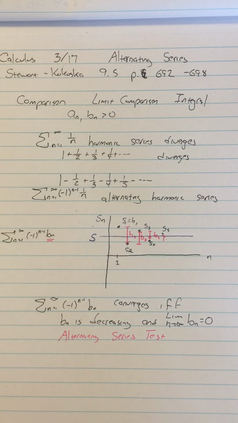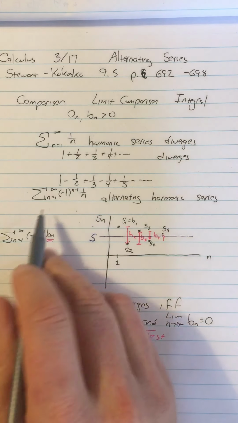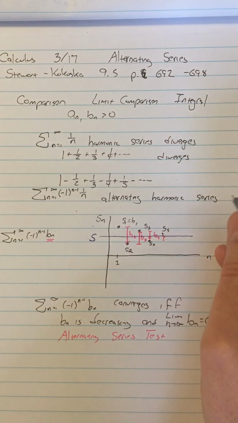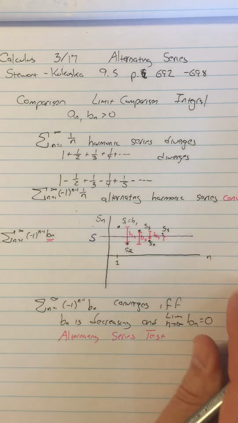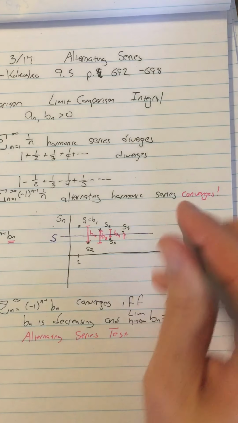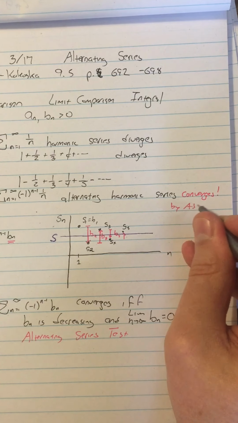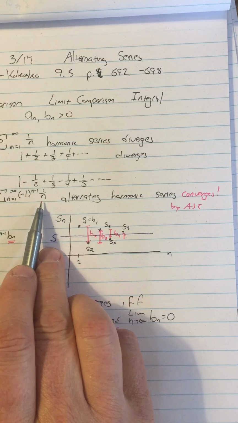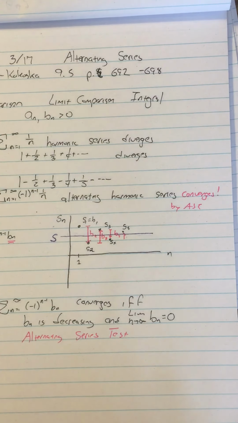So by the alternating series test, we now conclude that the alternating harmonic series converges, by AST, because 1 over n is decreasing and the limit as n approaches infinity of 1 over n is 0. And that's our criteria for the alternating series test.